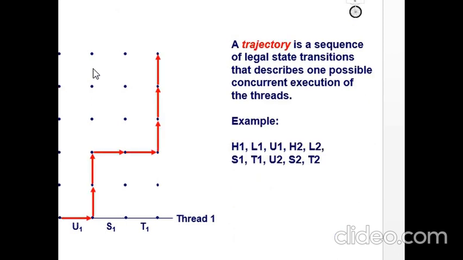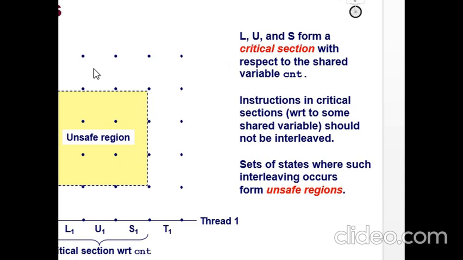Next, trajectories in the program's graph are a sequence of legal transitions that describe one possible concurrent execution of the threads. Here also are the critical section and unsafe regions. The critical section protects the shared variable.